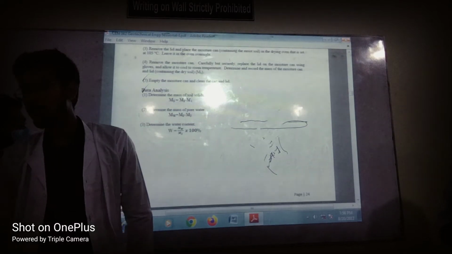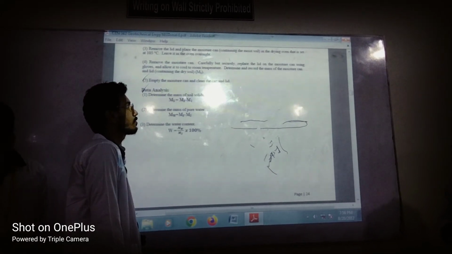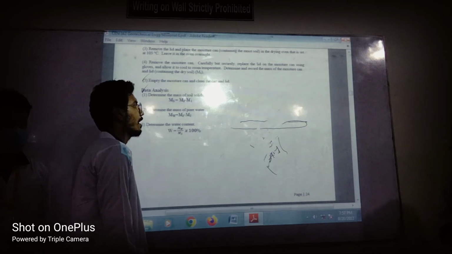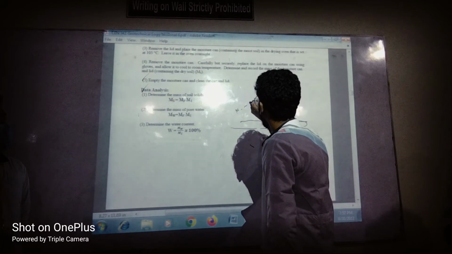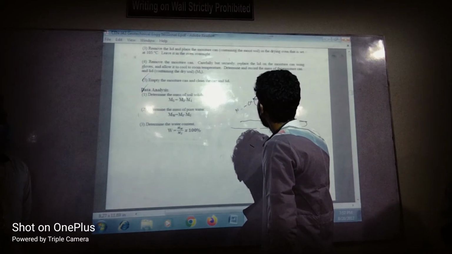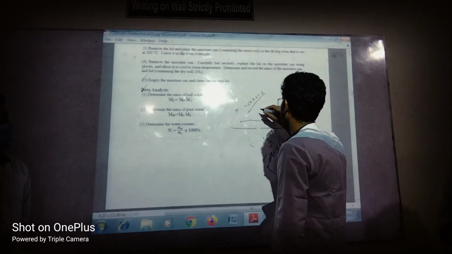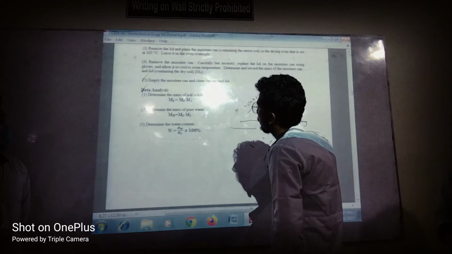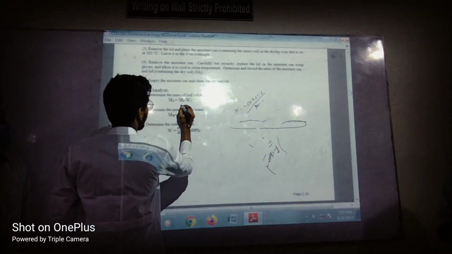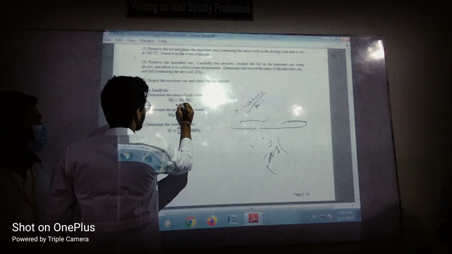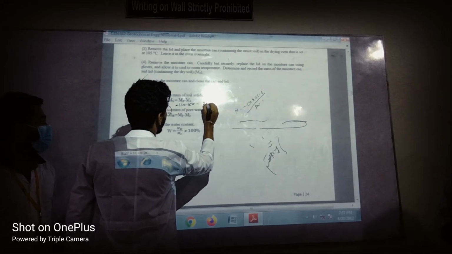My topic is data analysis. What is the data analysis? Determine the mass of the soil solid. What are M3 and M1? M1 is the weight of can plus lid, and M3 is the dry soil plus can plus lid. Suppose M3 is equal to 120, minus M1 equal to 100, is equal to 20.